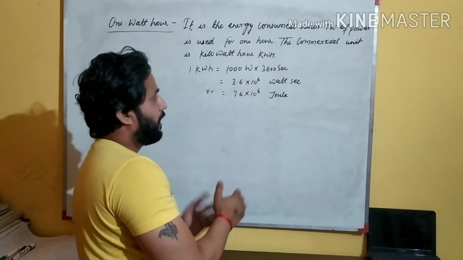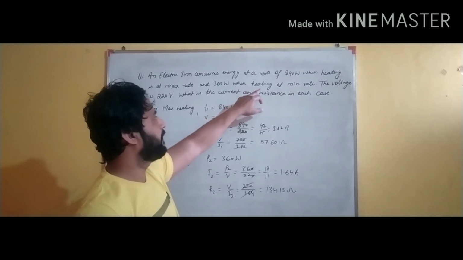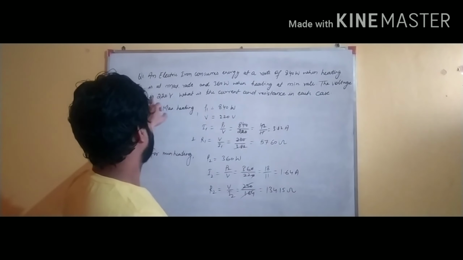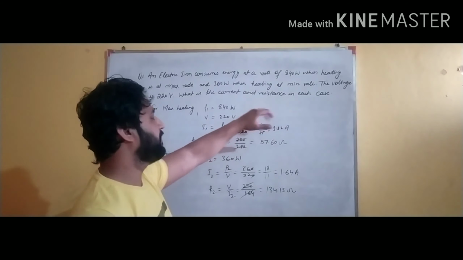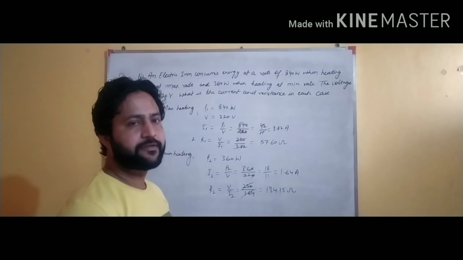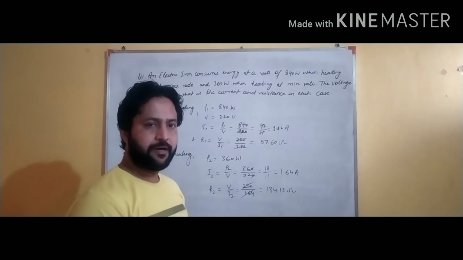So now we do some numericals on heating effect of electric current and electric power, right? In this numerical, an electric iron consumes energy at the rate of 840 watt when heating is at maximum rate and 360 watt when heating at minimum rate. The voltage is 220 volt. What is the current and resistance in each case? Here you have two powers, one at maximum heating and one at minimum heating. You have voltage 220 volt. So you have to calculate current required at maximum heating and resistance. Also current at minimum heating and resistance.